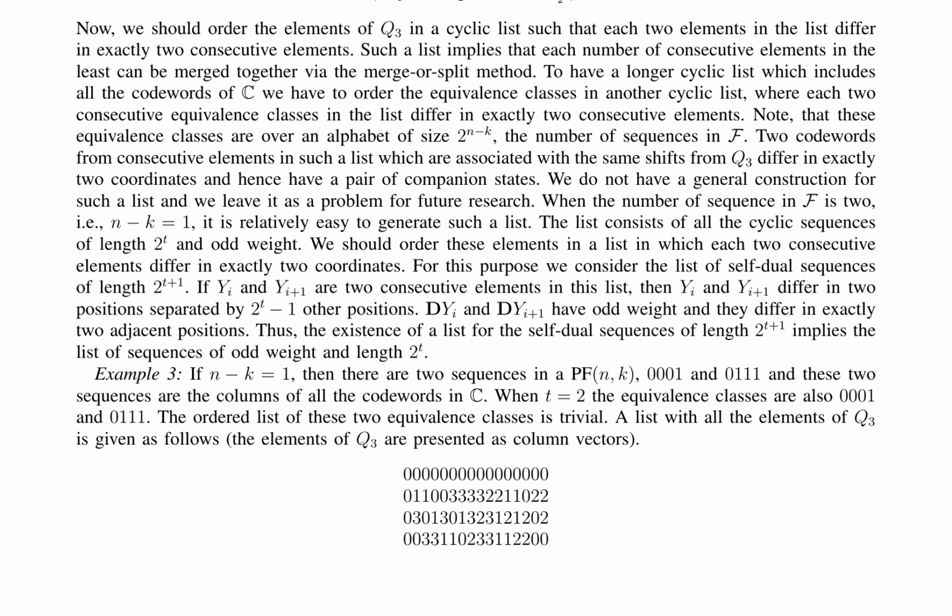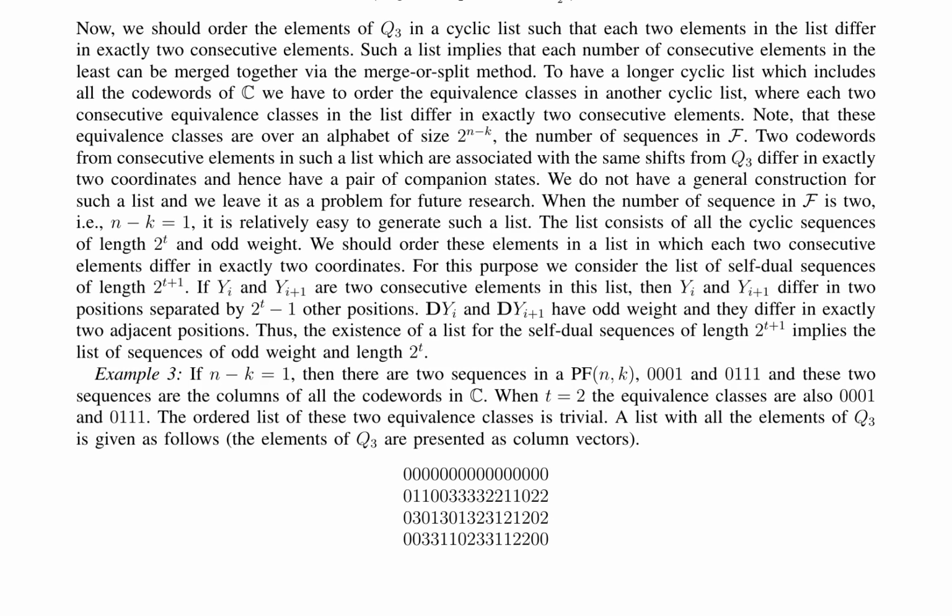A longer cyclic list that includes all the codewords of C can be achieved by ordering the equivalence classes in another cyclic list, where each 2 consecutive equivalence classes in the list differ in exactly 2 consecutive elements. However, the authors note that they do not have a general construction for such a list and leave it as a problem for future research.